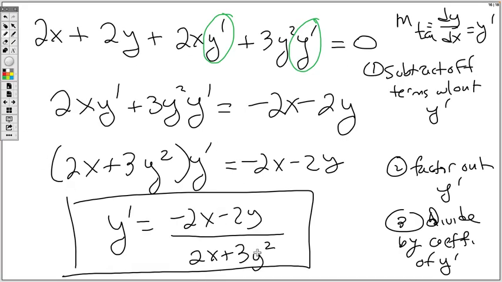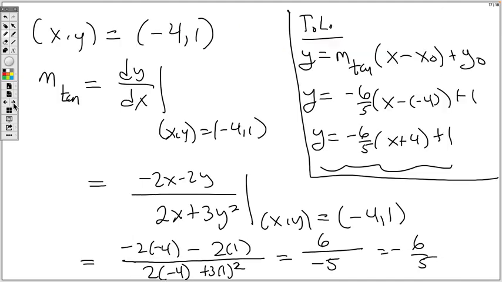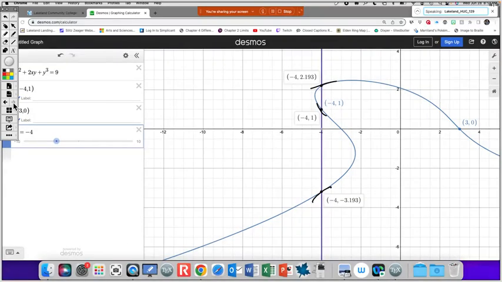But you notice here your derivative depends upon both x and y. So depending on the x and depending on the y, the slope will change, as we've seen it should. Okay? So that's kind of the new thing with implicit differentiation, is your slope is now a function of both x and y.